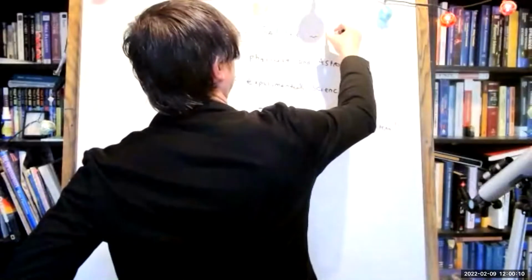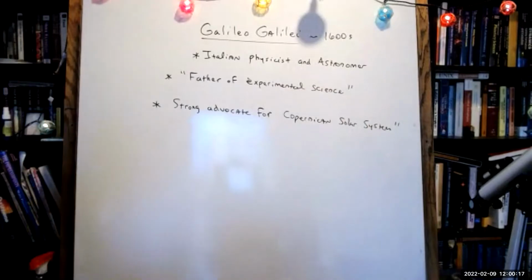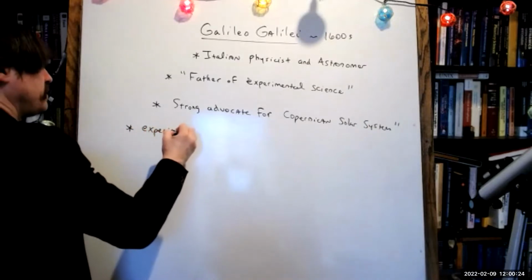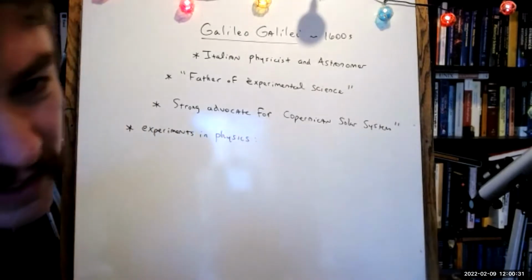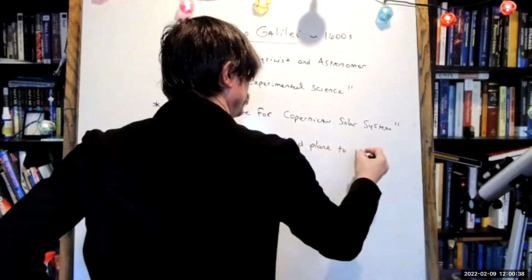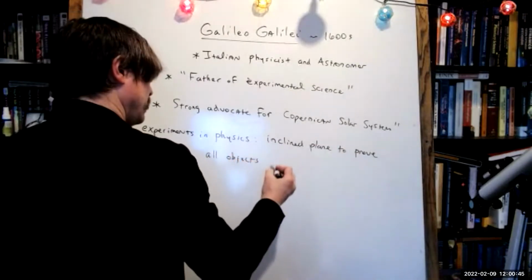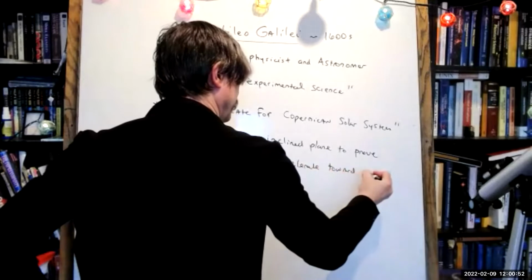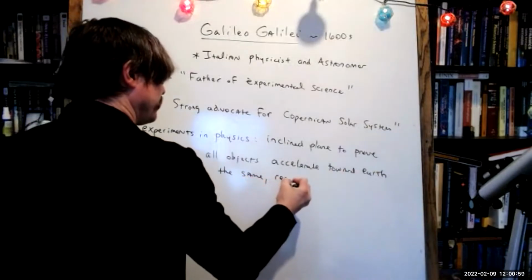When I think of Galileo, I think 1600s. Not that I'm going to test you on dates, because I'm bad at that myself. He did some experiments in physics. One that we would like to focus on a little bit later on is he built an inclined plane to prove all objects accelerate toward Earth the same, regardless of mass.